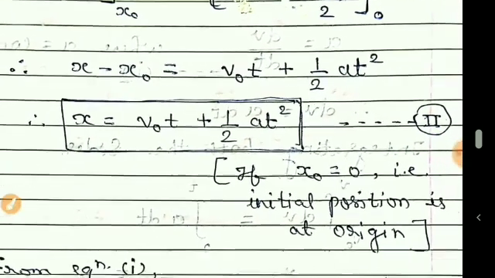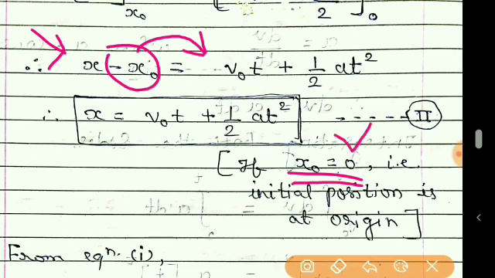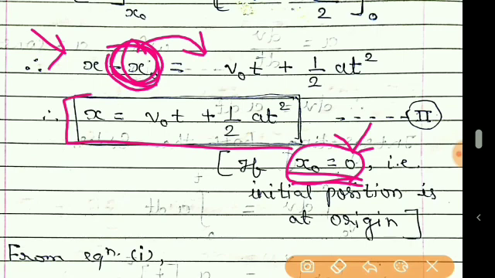Now, simplification. Just make the subject x. So here this x naught will be on this side, so it will become plus x naught here. But say students, what I have written here, if we consider the initial position to be 0 at time t is equal to 0. So considering this initial position 0, then only what remains is x is equal to v naught t plus half a t square. This is the second equation of kinematics.